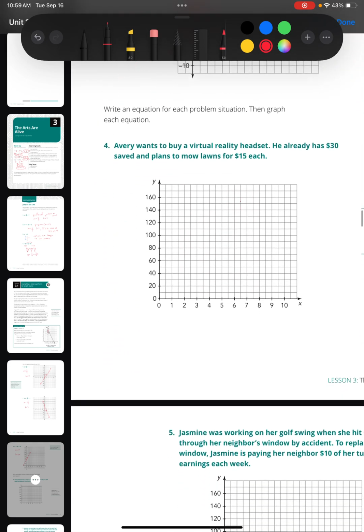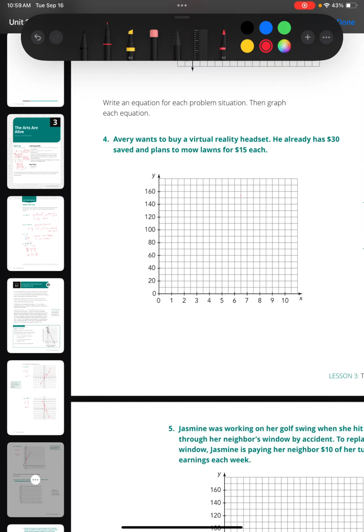All right, so now coming to some word application problems where we're going to write the equation, and once we write the equation, we can then graph it. So Avery wants to buy a virtual reality headset. He already has $30 saved, so there's his starting point, his y-intercept. And he plans to mow lawns for $15 each. Keywords like each or per tell us multiply, which goes with our slope, because we're multiplying that by whatever our independent variable is here. So that's an equation of y equals 15x plus 30.